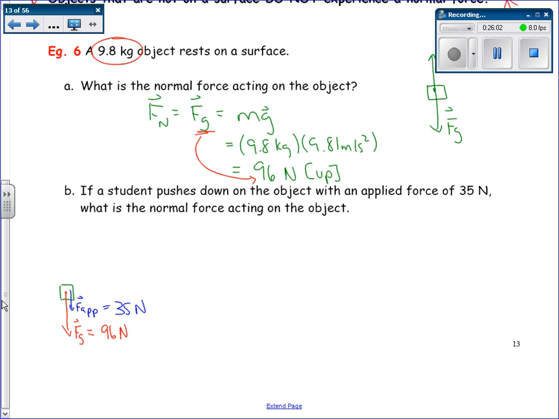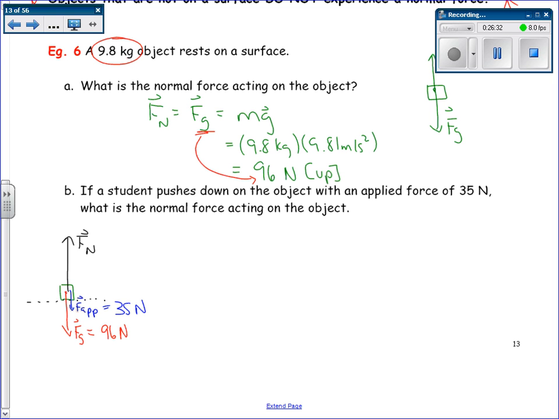Okay, and the object still isn't moving. We're thinking about this object sitting on a surface. If we're pushing down on it, it's not moving. So think about pushing something down on a table. It doesn't move through the table. But what happens now is that the table has to function a little bit more to support much more than just the force of gravity acting down on the object. It has to support the force of gravity acting down on the object as well as that extra force that you're applying to it. So that normal force then will be the sum of those two forces.